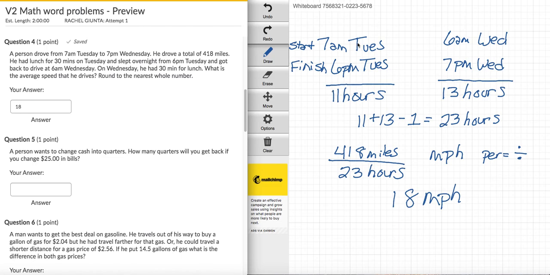Just make sure that you're calculating the hours for Tuesday and the hours for Wednesday, subtracting out the time that was for lunch, doing all of that first to get the hours, and then the miles divided by the hours is going to give you the miles per hour, which is the speed.